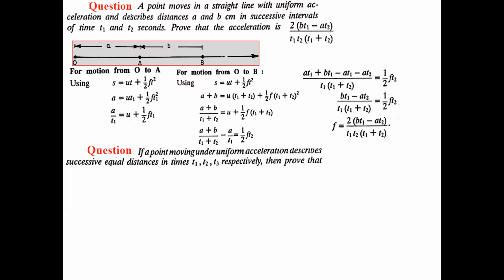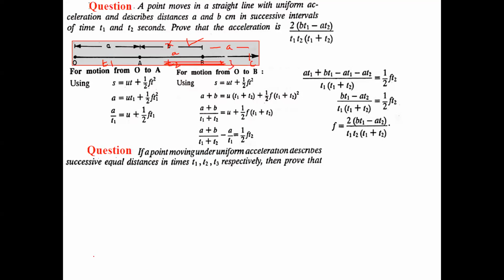Now the next question: if a point moving under uniform acceleration describes equal distances in times t1, t2, t3 respectively. So the point is describing equal distances in time t1, in time t2 and in time t3. Similar to this question, but here the distances are equal, A, and this distance is also A. If we take the point C here, because the distances are equal, the time for this is t1, this is t2 and this is t3.